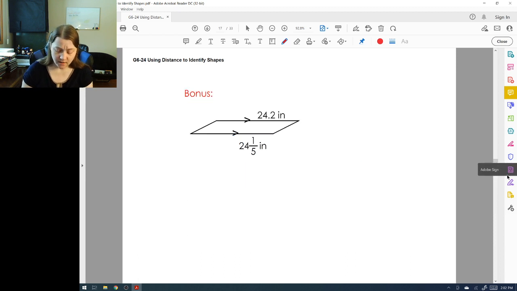This shape right here, between 24.2 inches and 24 1/5 inches, if you pay attention, you're going to notice that these are actually the same number. One is in fraction form, one is in decimal form, making this a parallelogram.